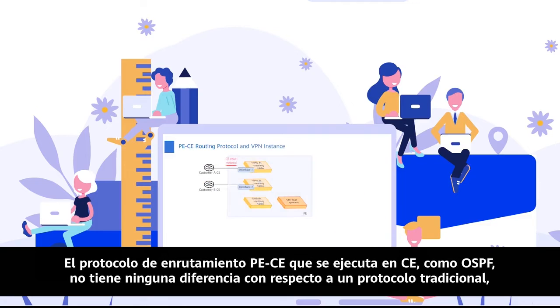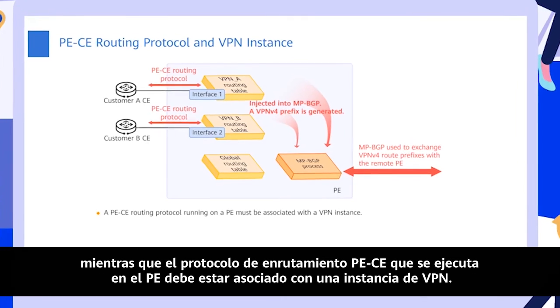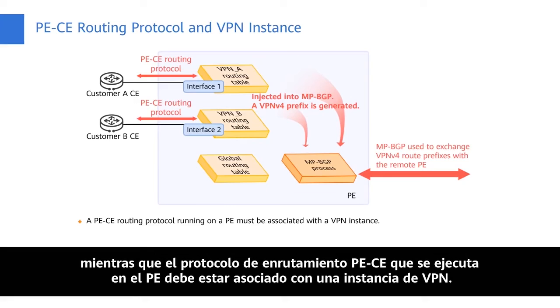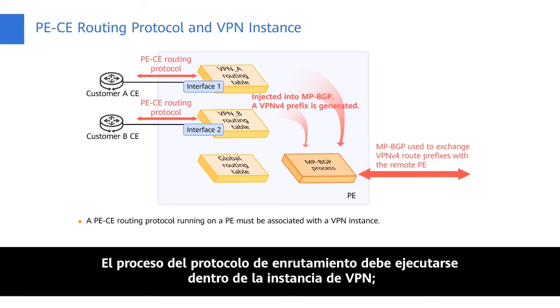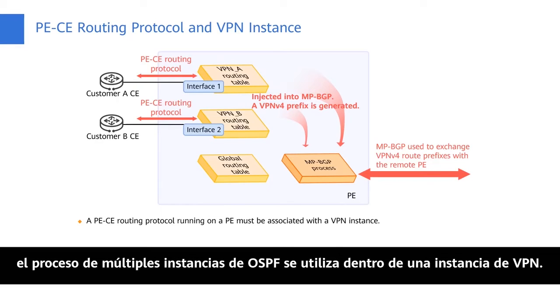The PE-CE routing protocol running on the CE, such as OSPF, has no difference from a traditional protocol, while the PE-CE routing protocol running on the PE must be associated with a VPN instance. The routing protocol process needs to run within a VPN instance. For example, the OSPF multi-instance process is used within a VPN instance.